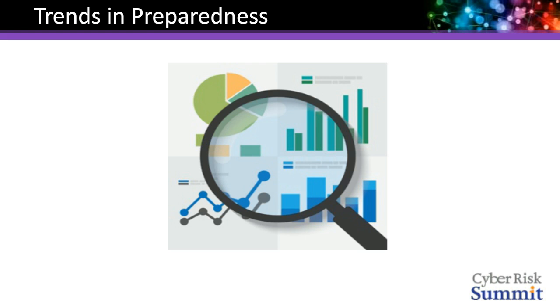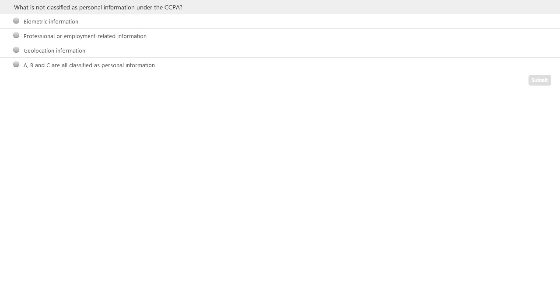Thank you. So before we move forward to closing remarks from the panelists, the final polling question is on the screen. What is not classified as personal information under the CCPA? Biometric information, professional or employment-related information, geolocation information, or all of the above are classified as personal information.